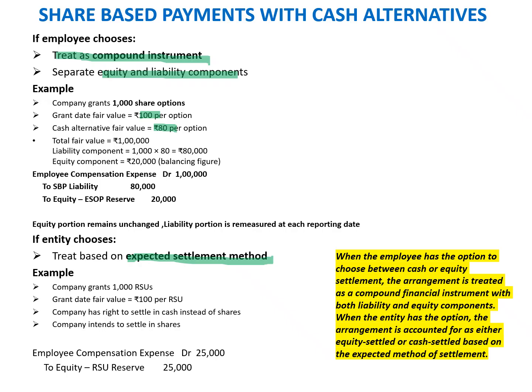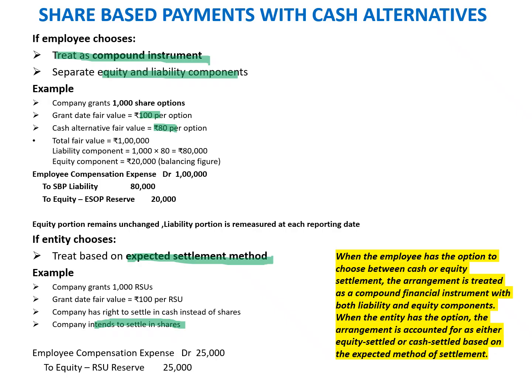Now, if the entity chooses, so company grants 1,000 RSUs, grant date fair value is 100 per RSU. Company has the right to settle in cash instead of shares. So company intends to settle in shares, but which method has the company now opted for? Intended in shares. So which means that in the accounting treatment the cost would be debited and my equity RSU reserve will be credited. It's not a liability because the company has chosen to settle that amount in shares.